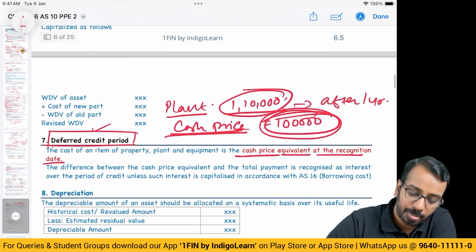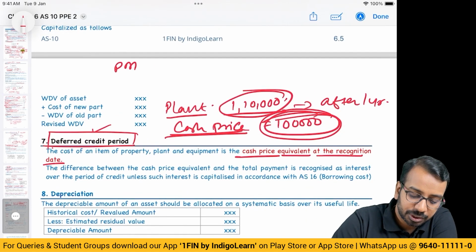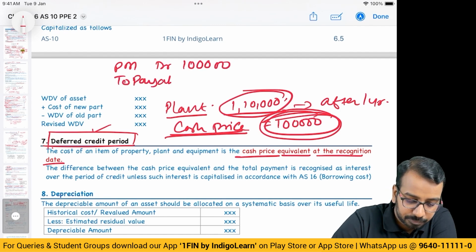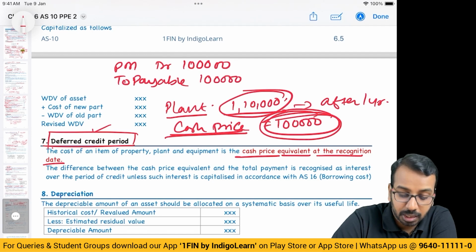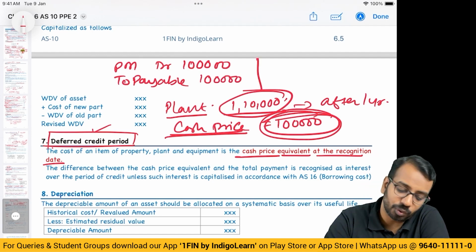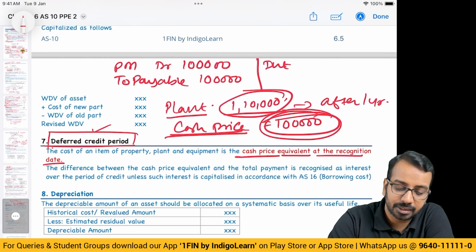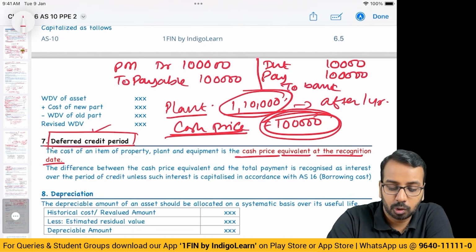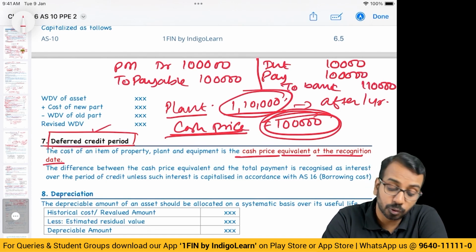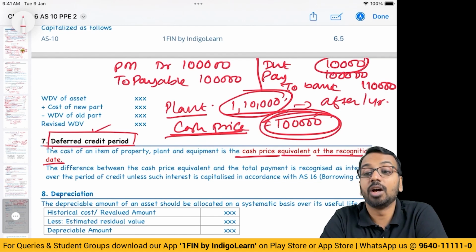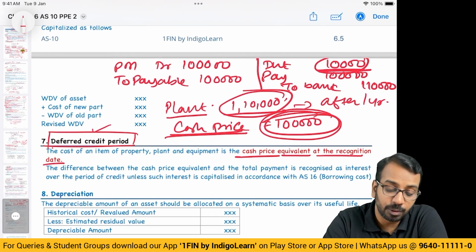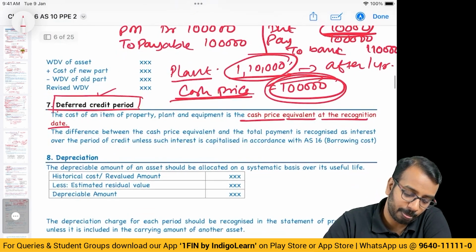So your entry will be: plant and machinery debit 1 lakh, to payable 1 lakh. But sir, we are paying 1,10,000. So in that case, what will you do? You will say interest 10,000, payable 1 lakh, to bank 1 lakh 10,000. So this extra 10,000 that you pay will be treated as your interest expenditure.